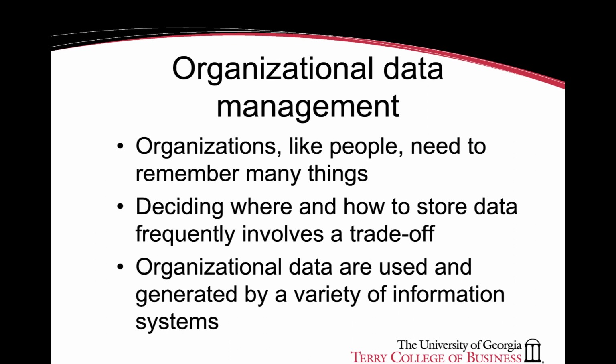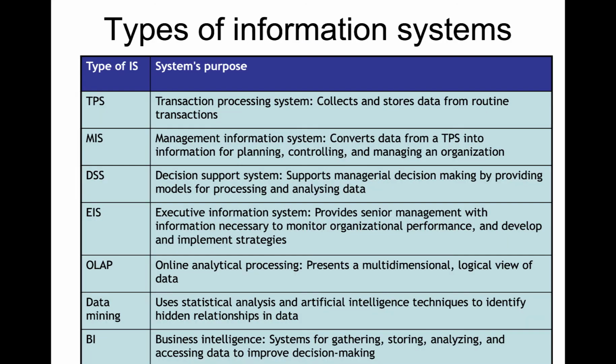Organizations, like people, also need to remember many things. And so organizations like us have to make trade-offs on how to store and manage their data. Organizational data are used and generated by a variety of different sorts of information systems. Here are some examples of what these information systems are. These systems range from transaction processing systems to decision support systems to BI and EIS information systems. Each of these systems generates and stores data for an organization.